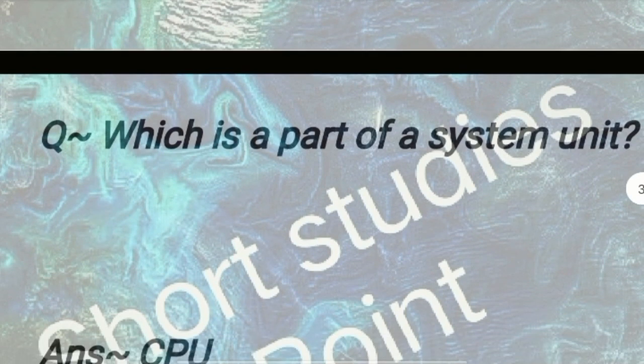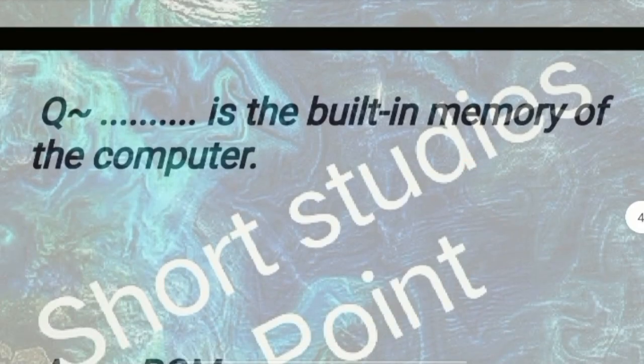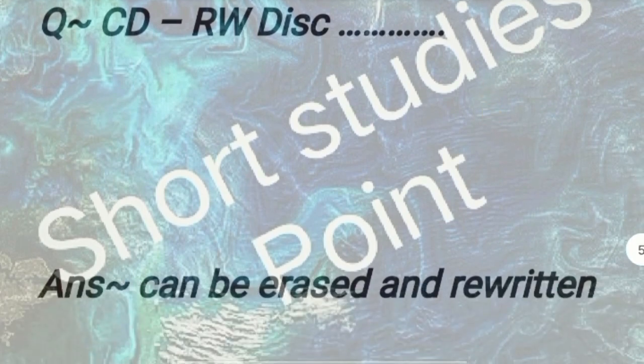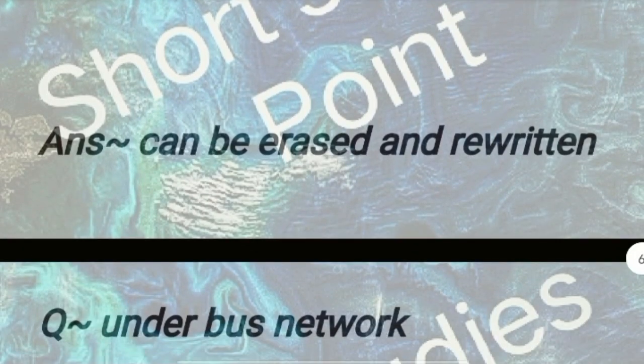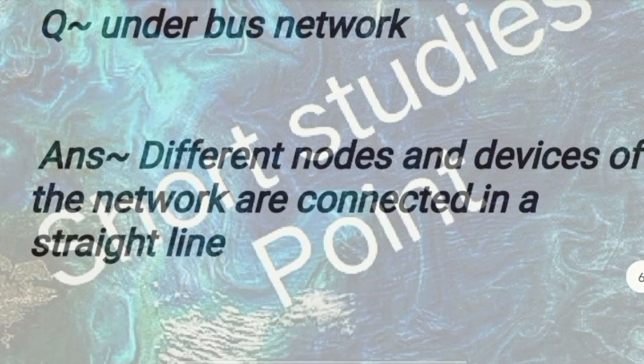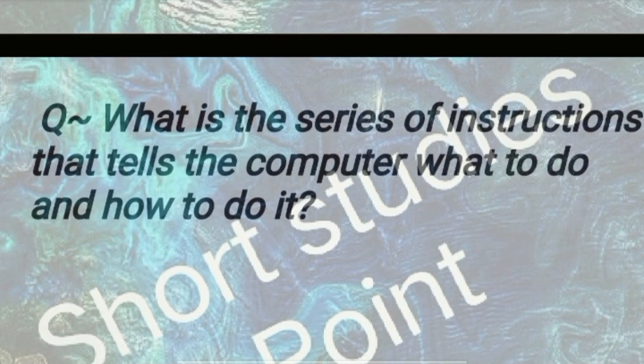Next question, which is a part of a system unit? Answer: CPU. Next question, dash is the built-in memory of the computer. Answer: ROM. Next question, CD-ROM disk is: answer, can be erased and rewritten. Next question, under bus network: answer, different nodes and devices of the network are connected in a straight line. Next question, what is the series of instructions that tells the computer what to do and how to do it?